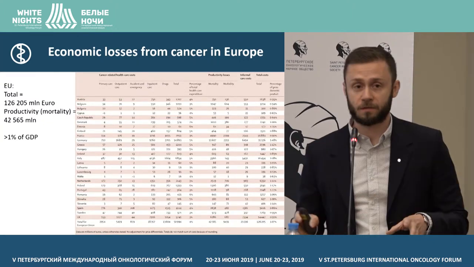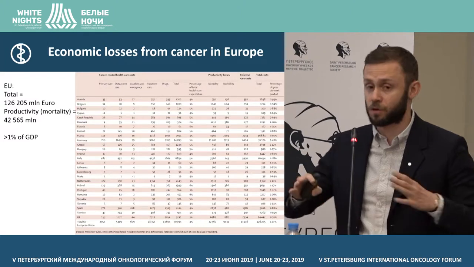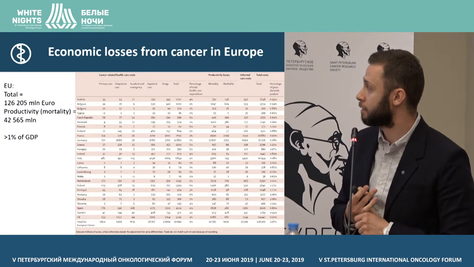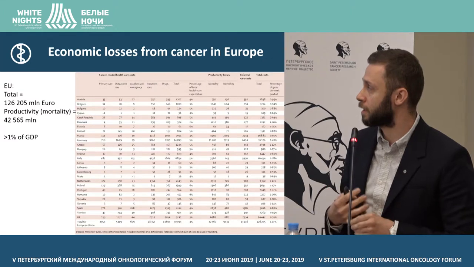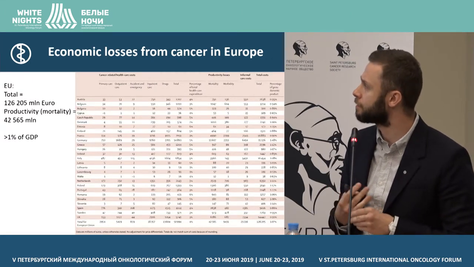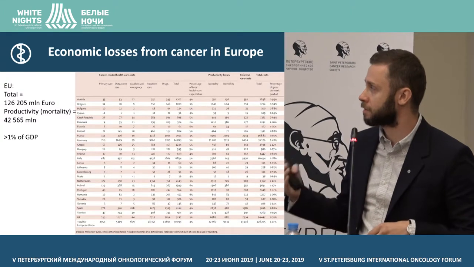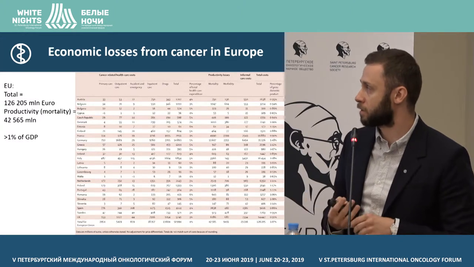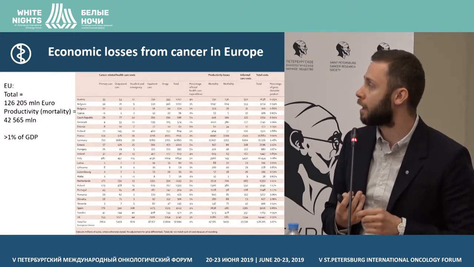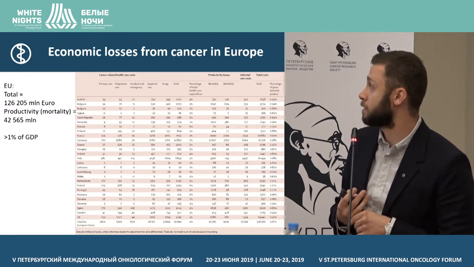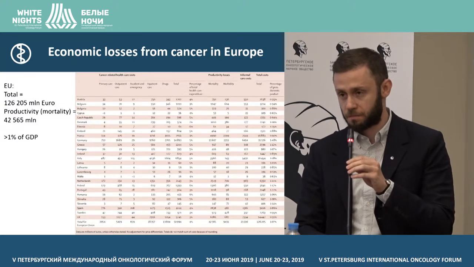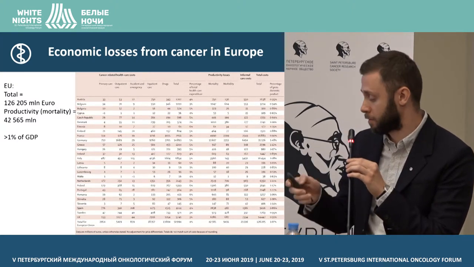There were several studies about the productivity costs and overall costs of cancer. For example, this one was for the European Union, and if we talk about overall costs, it was about 126 billion euro. But if we talk about the productivity costs, it was also a huge loss to the economy. It was about 42 billion. And overall costs were sometimes more than 1% of GDP, but it was also significant by proportion of GDP if we talk about productivity losses.